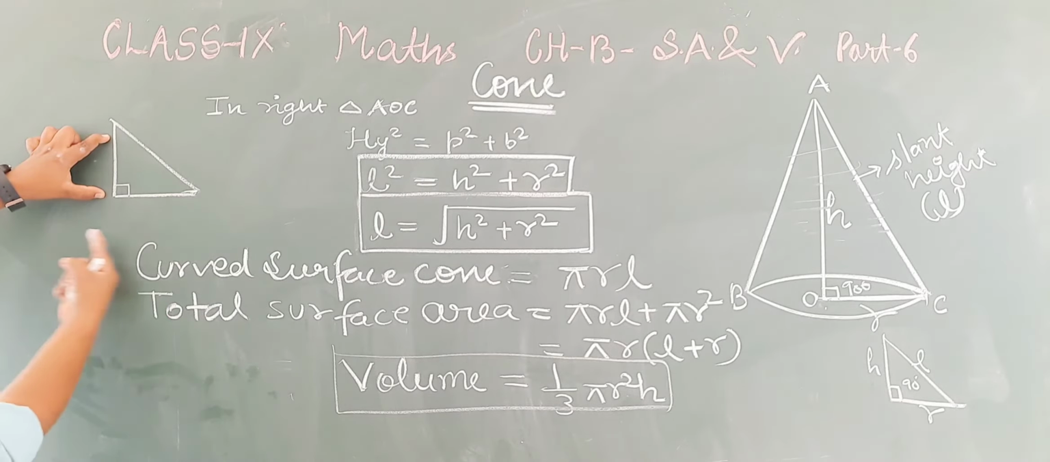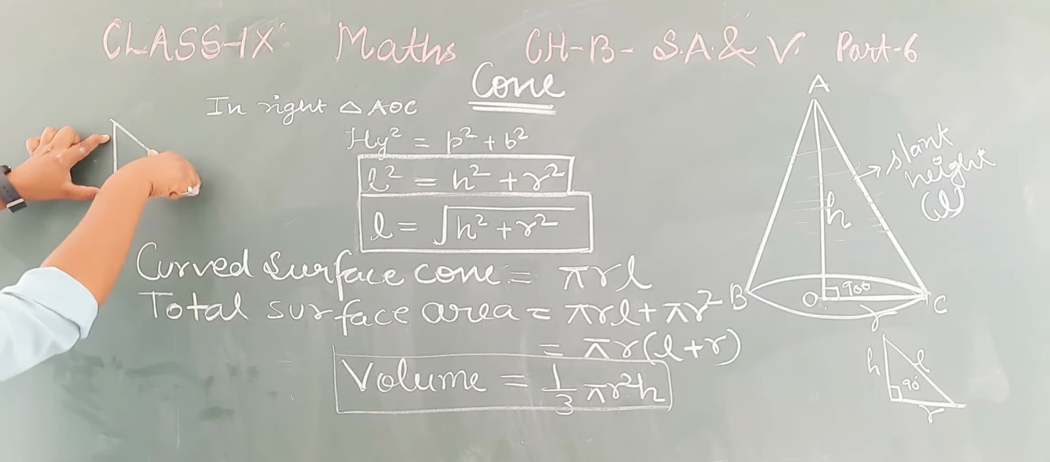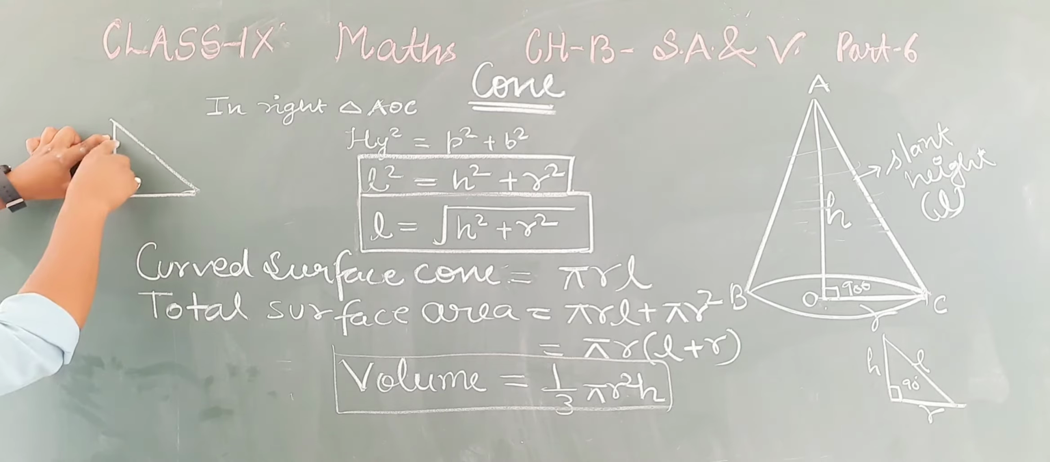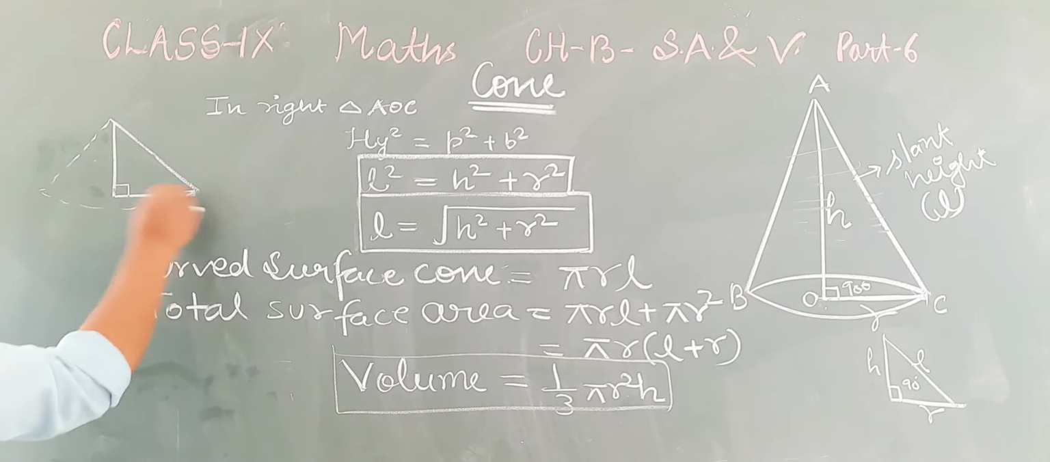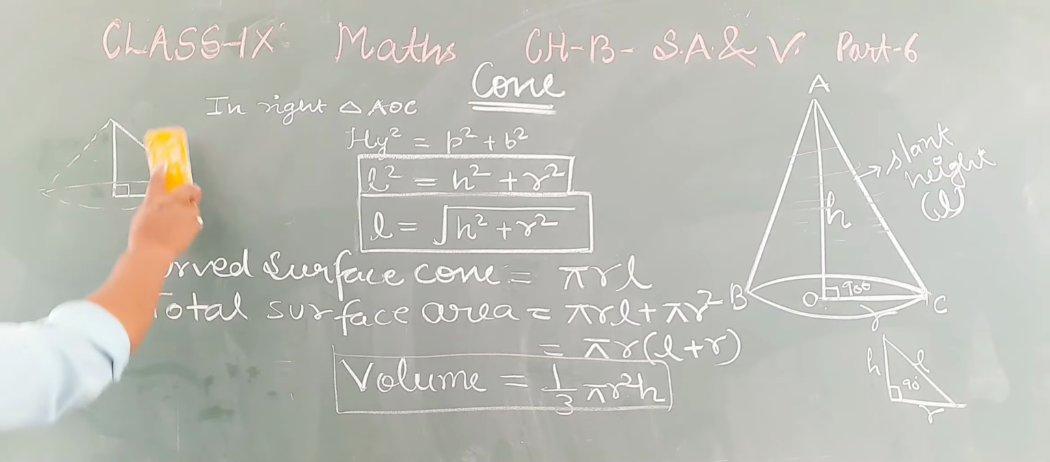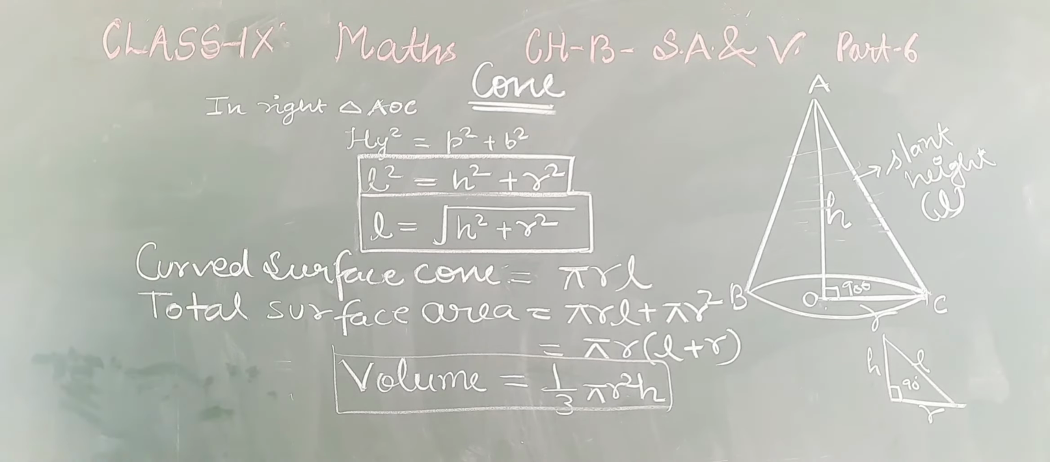If we rotate this side around, by fixing this perpendicular, continuously, then we will get the shape of a cone. So basically the cone is formed by the rotation of a right angle triangle. Just pause the video and write it down.